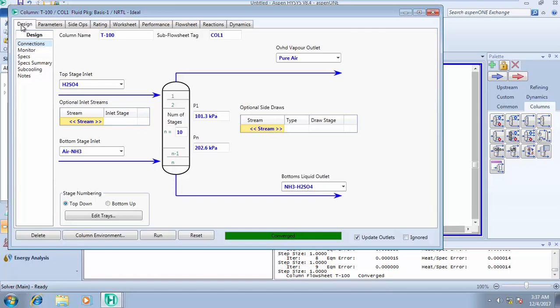All right, so that's all about the design for an absorber. It's the same procedure you use if you're working on a stripper. All right, the same procedure for absorber, stripper, scrubber. They are all the same procedure, the same unit operation.